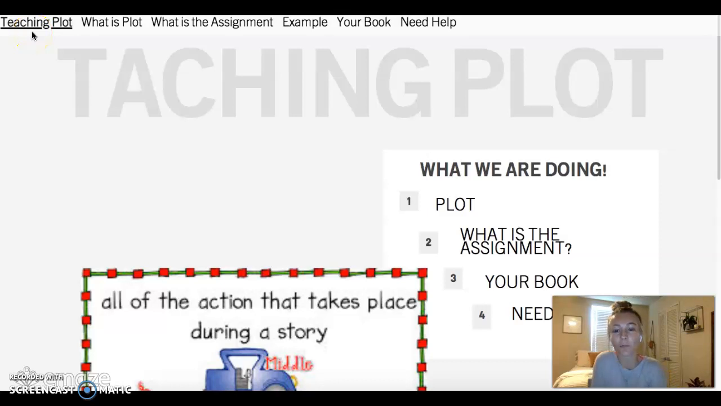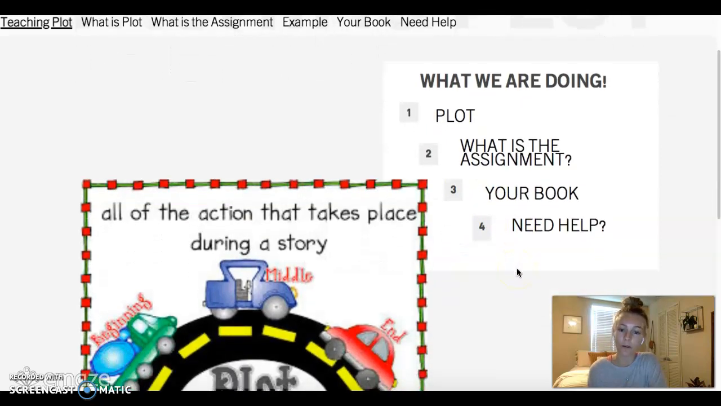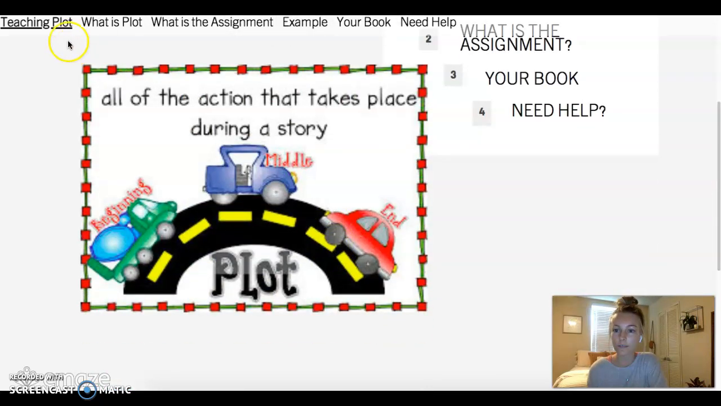Alright, good morning everybody. Today we're going to continue learning about plot, and we're going to continue going through our books, and we're going to tell everybody what the plot is of our book. So today we're going to be learning about plot. We're going to go over the assignment that we're going to do together. We're going to talk about your book, and then if you need any help, how you can ask me questions.